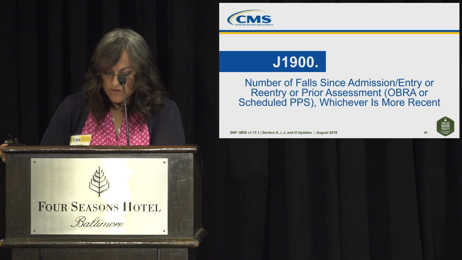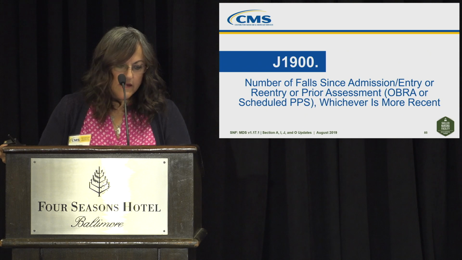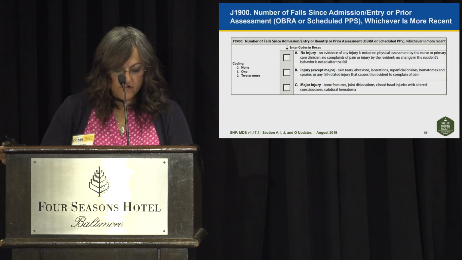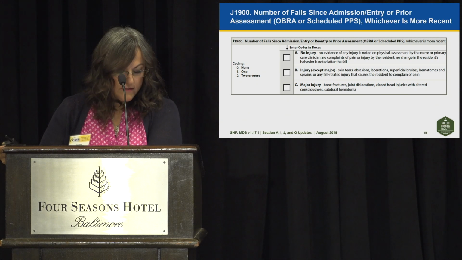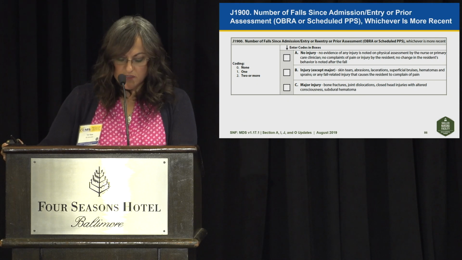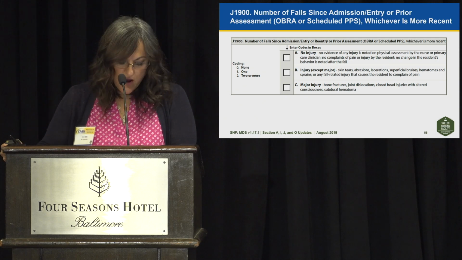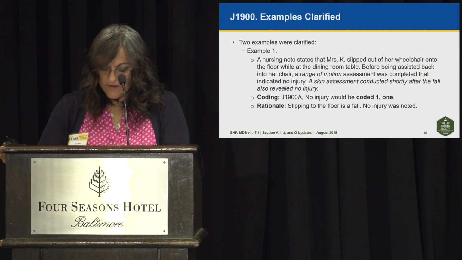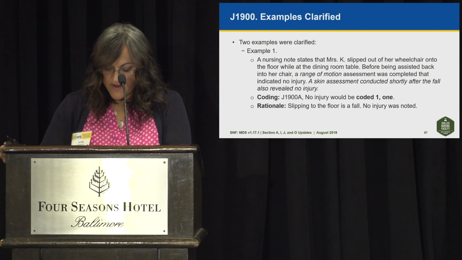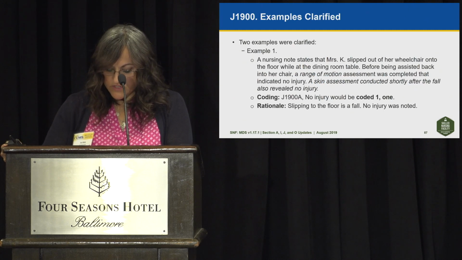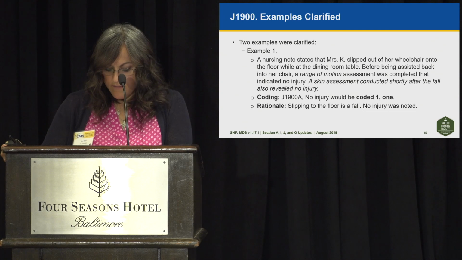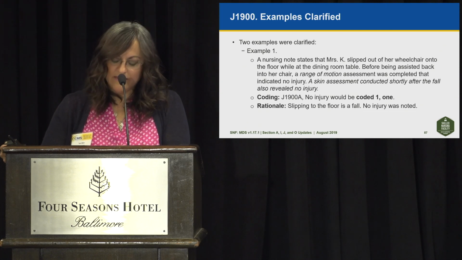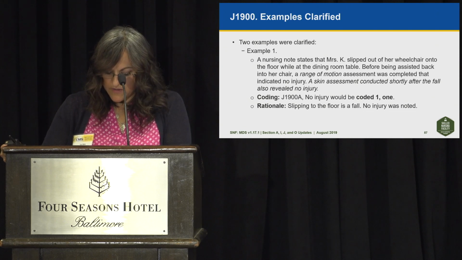So J1900, a couple more changes here in this section, and they're in the examples. This is just a reminder of what J1900 looks like. This item captures the number of falls since admission, entry, or reentry, or prior assessment, whichever is more recent. In example 1, there was language added to clarify that Mrs. K slipped out of her wheelchair onto a dining room floor, and that she did have an assessment to make sure she was okay. There wasn't any language before that talked about an assessment being completed.